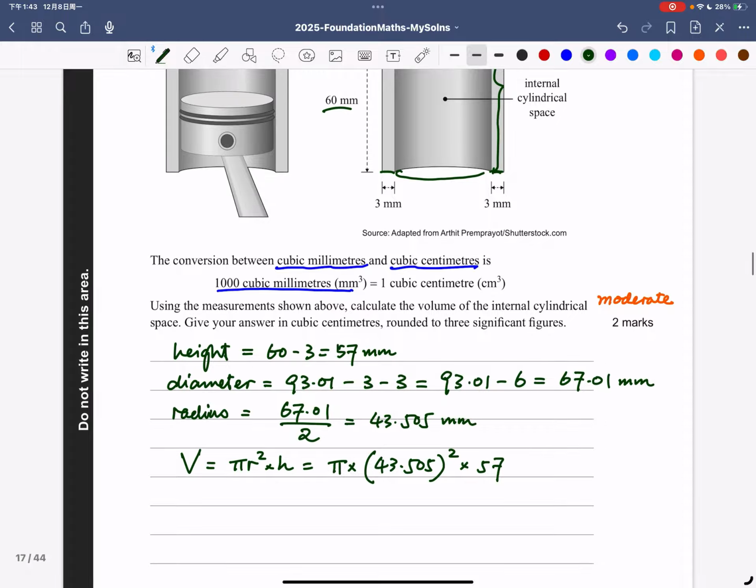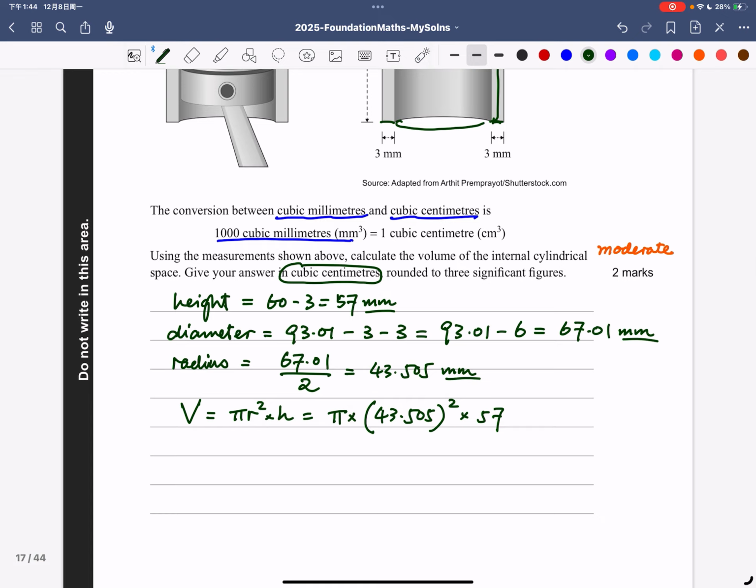However, if we calculate the volume in this way, our unit of measurement will all be millimeters. So eventually I want to calculate the final answer in cubic centimeters. Therefore, I'm going to do a division at the end, okay? So that'll be, let's say, 338924.5861. But remember, this is millimeters cubed.